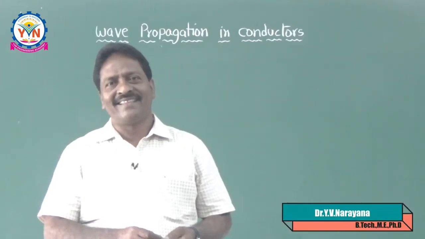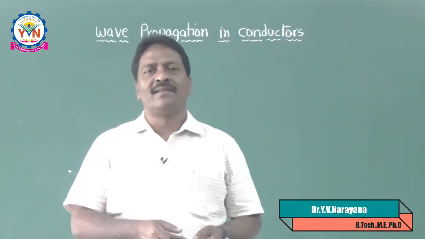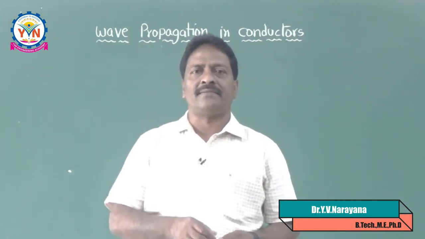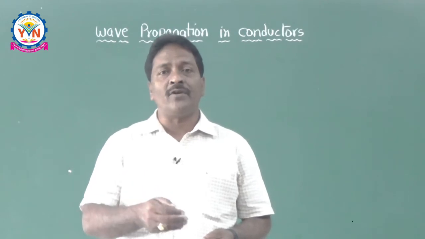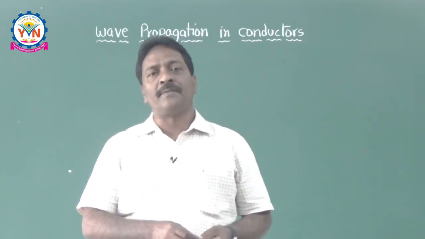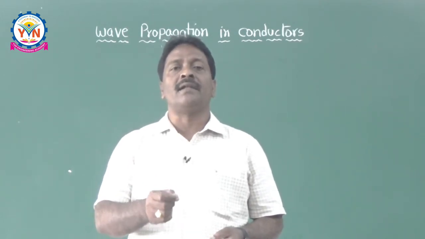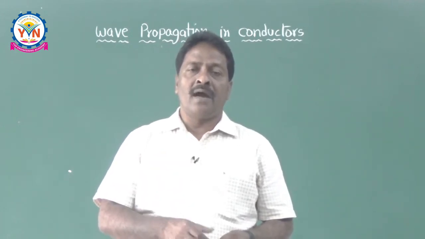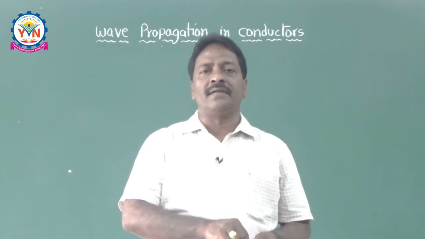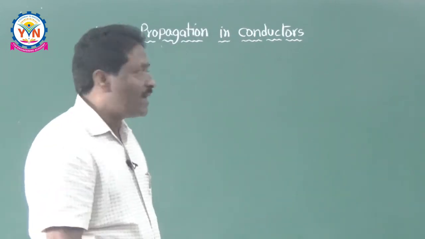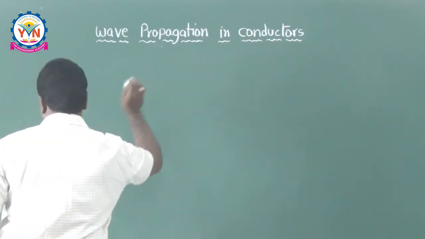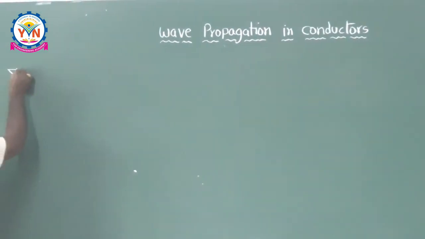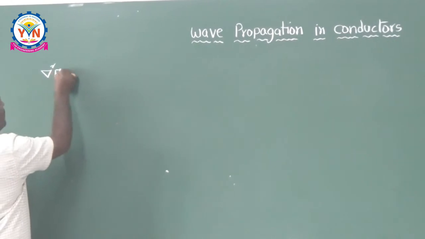Dear students, in this class, we are going to discuss the concept of wave propagation in conductors. Already we have seen the wave propagation in free space medium, which is nothing but the lossless medium of sigma equal to 0. And coming to the wave propagation in conductors, you know the wave equation in the conducting medium is given by del square E is equal to gamma square E.